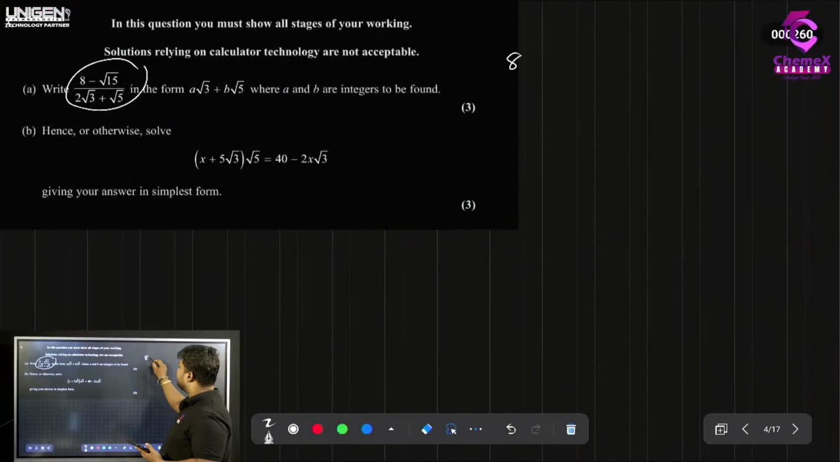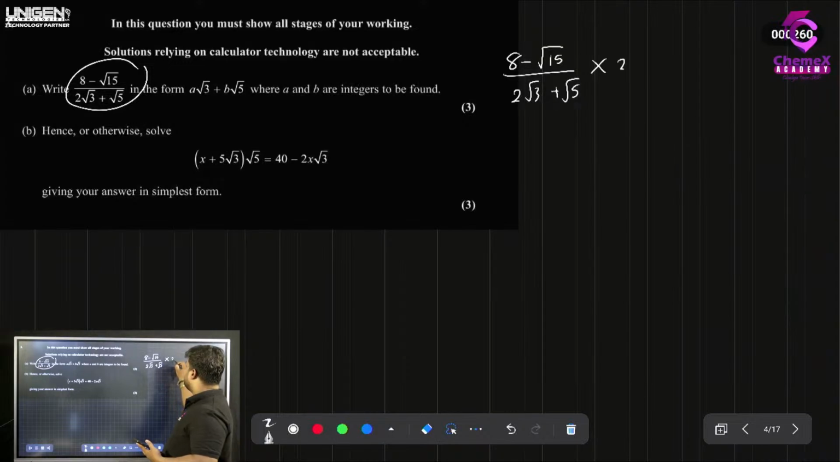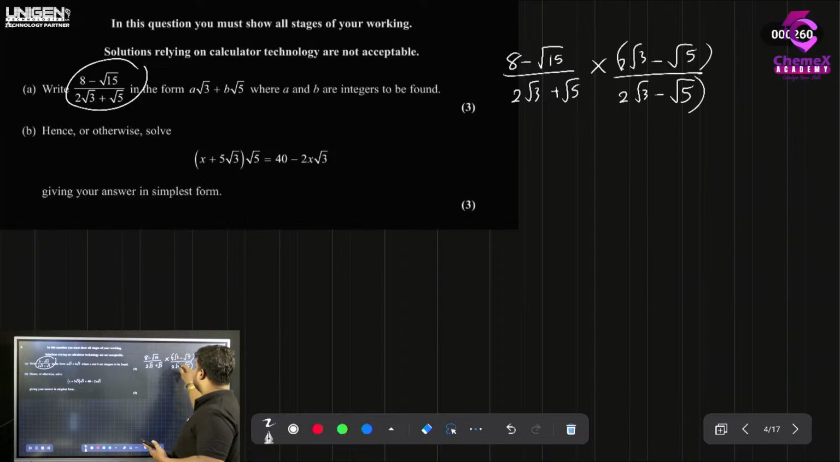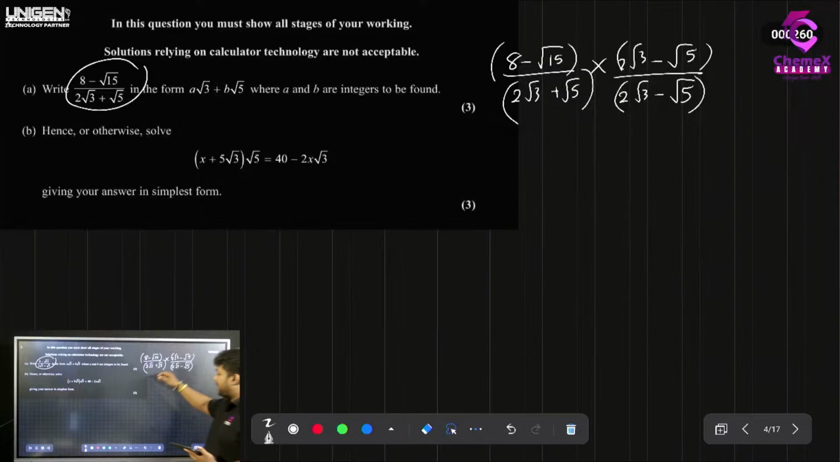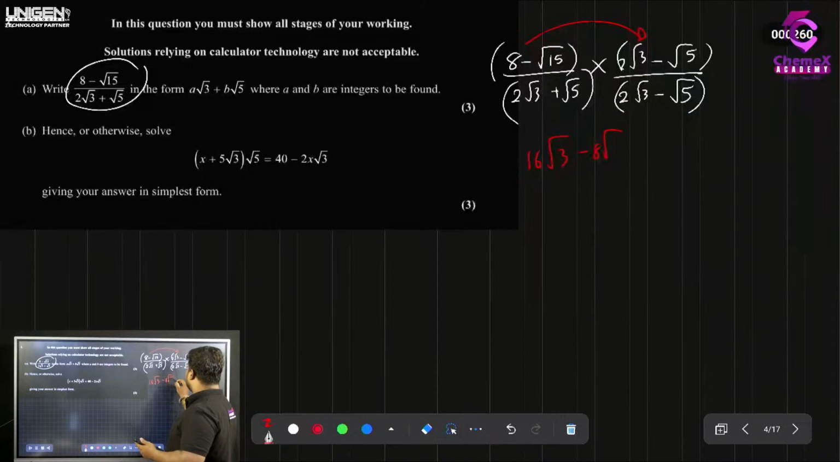So 8 minus root 15 over 2 root 3 plus root 5, multiplied by 2 root 3 minus root 5, divided by 2 root 3 minus root 5. Remember this. Okay, now it's all about expanding. 8 times 2 root 3 is 16 root 3. 8 times this is minus 8 root 5. This times this, what? Minus 2 root.